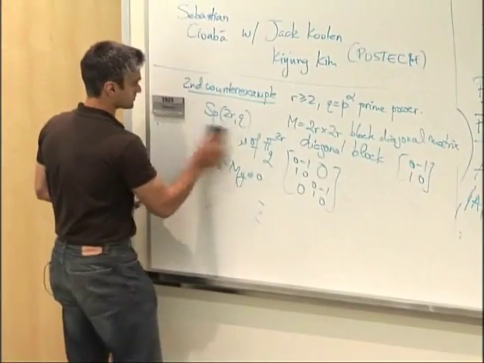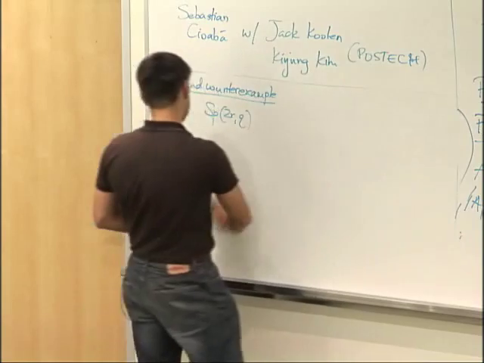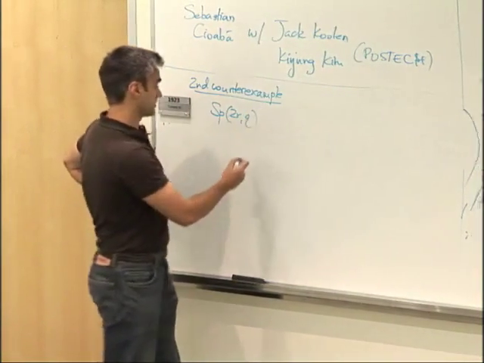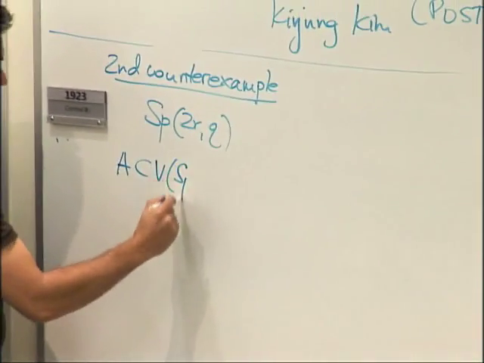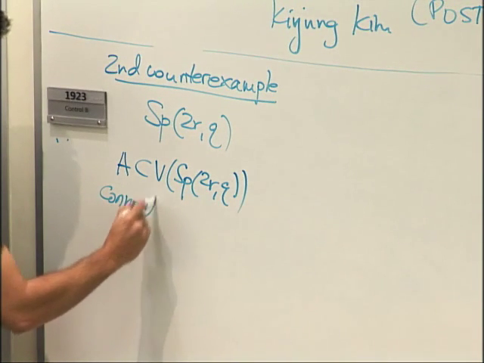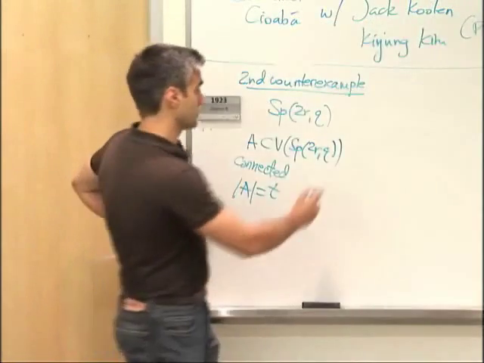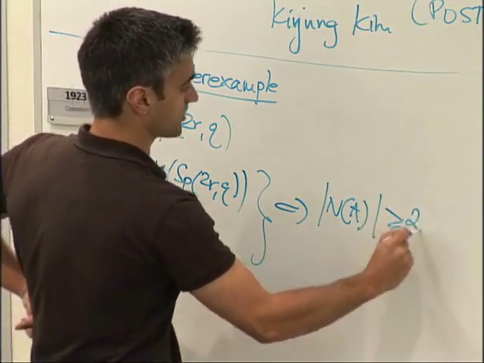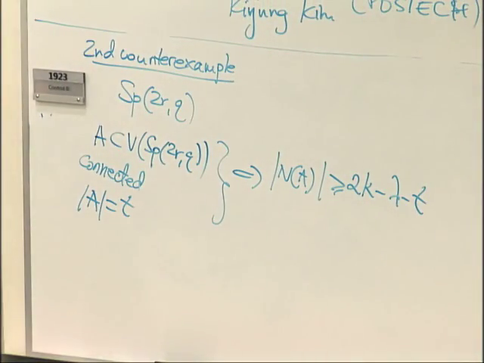Now, how do you prove a lower bound? So for a lower bound, if I have a set A, let's say in here, such that this induces a connected subgraph, and let's say the cardinality of A is, let's call it T, then it's actually easy to show that the neighborhood of A has to have at least 2k minus lambda minus T vertices. This is true in any strongly regular graph.